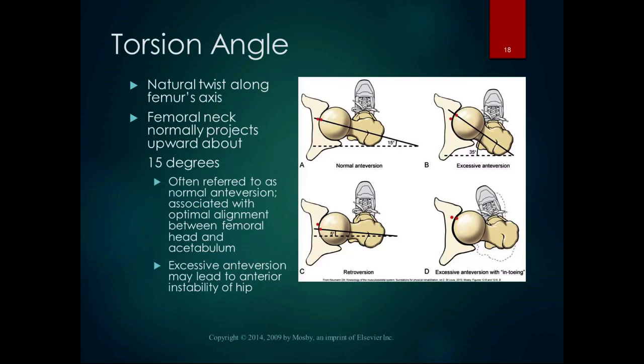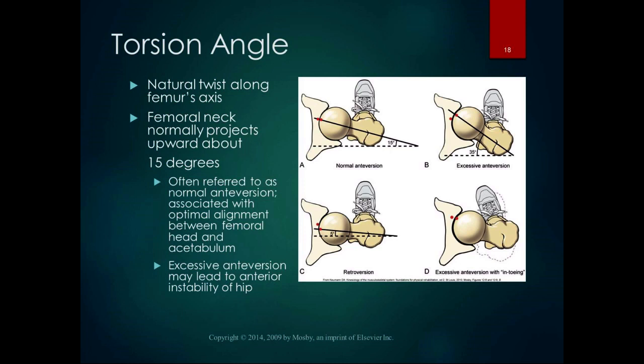The angle of torsion is the position of the head and neck of the femur in the transverse plane. There's a natural twist along the femur's axis, and the neck of the femur is a little bit forward of the frontal plane in the transverse plane. The femoral neck normally projects anteriorly about 15 degrees, and that's often referred to as normal anteversion. It's the optimal alignment between the femoral head and the acetabulum. And again, that alignment is to get your knee joint aligned underneath your weight.